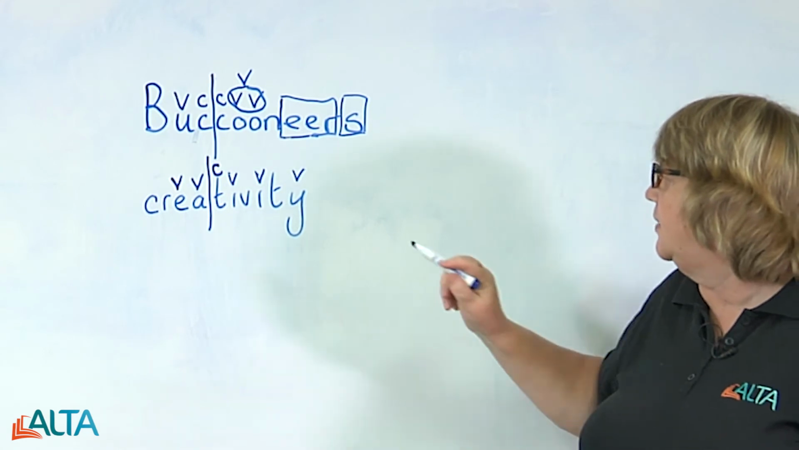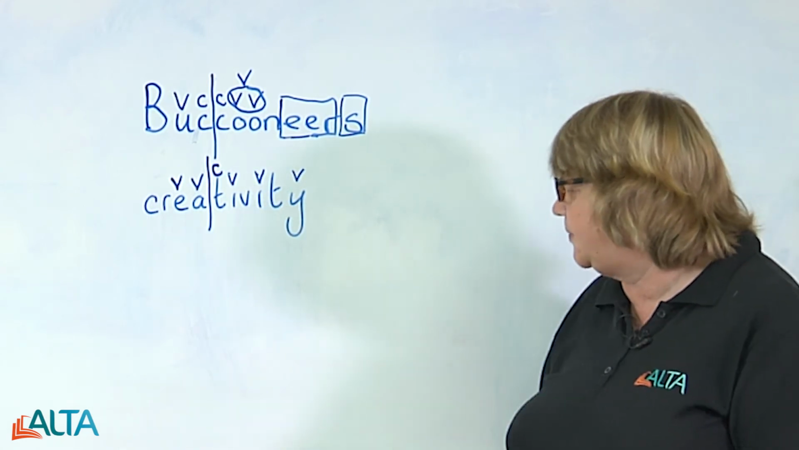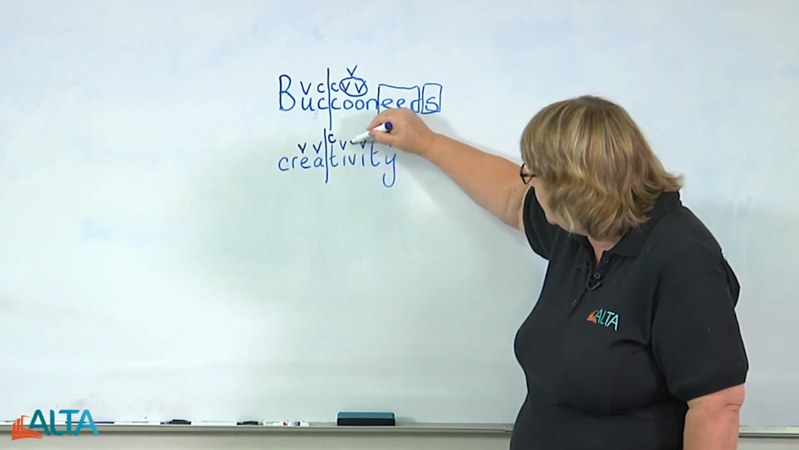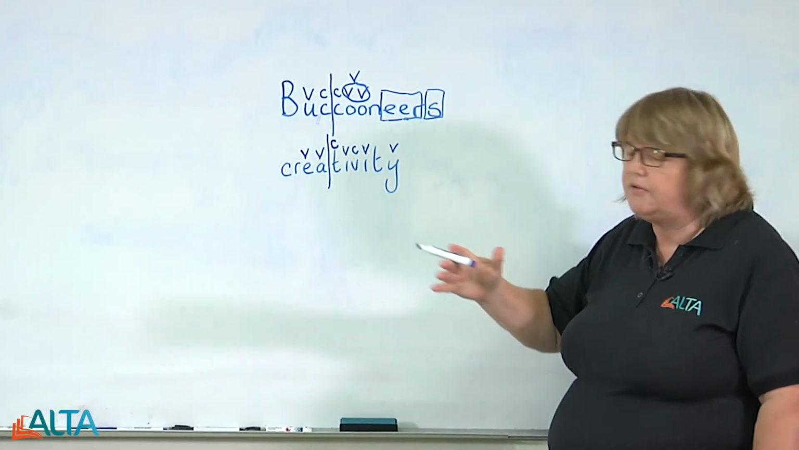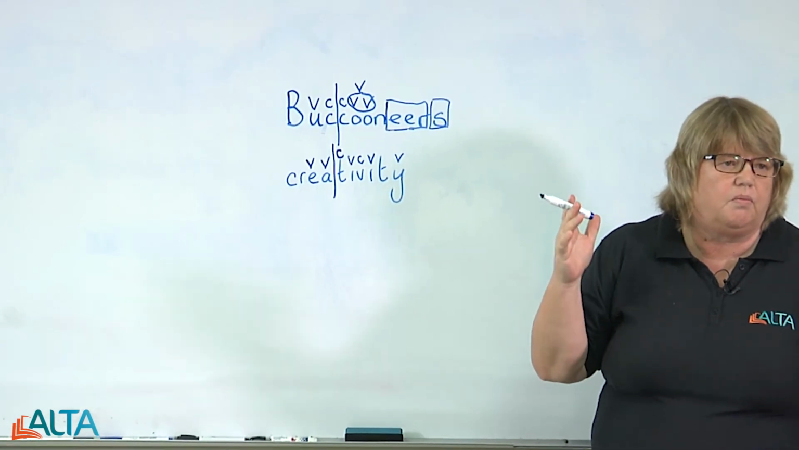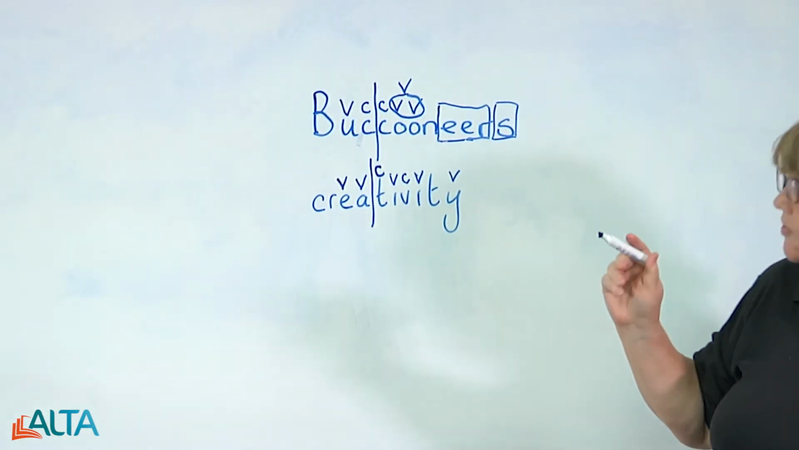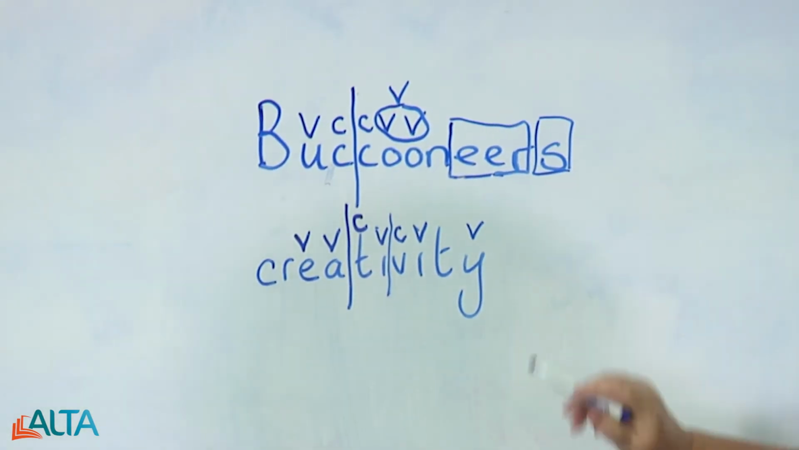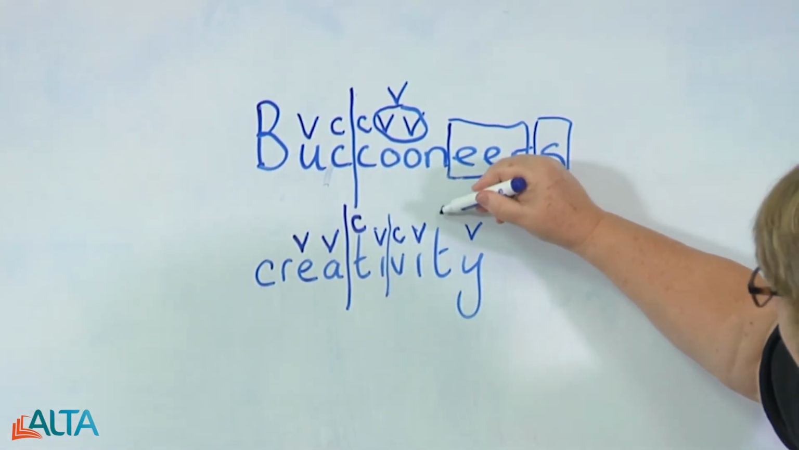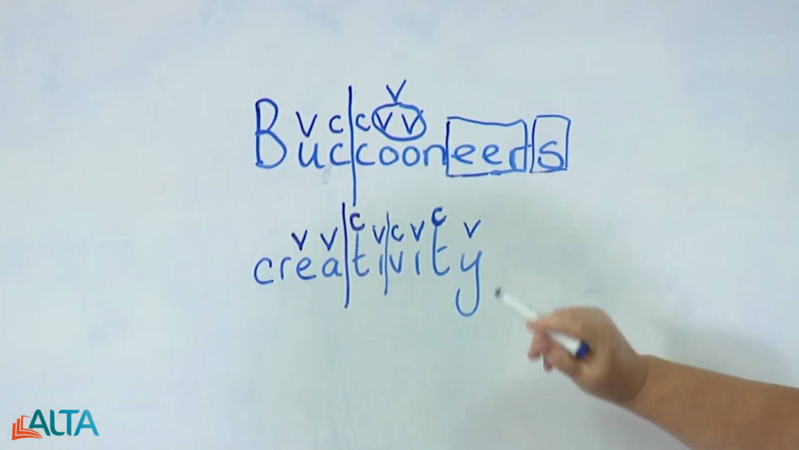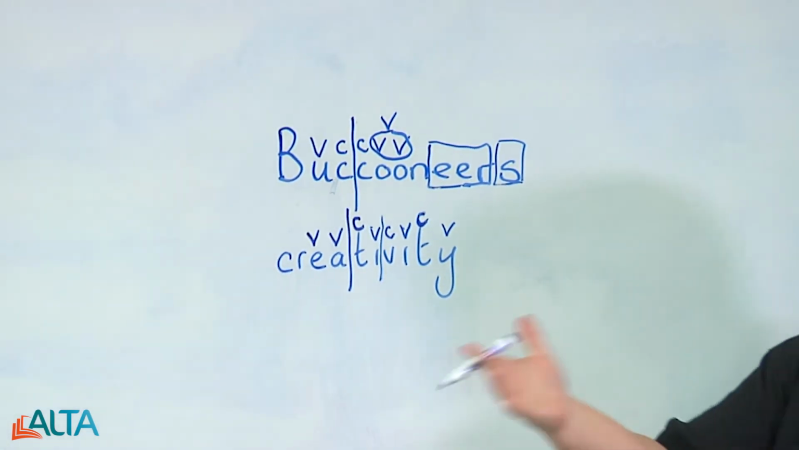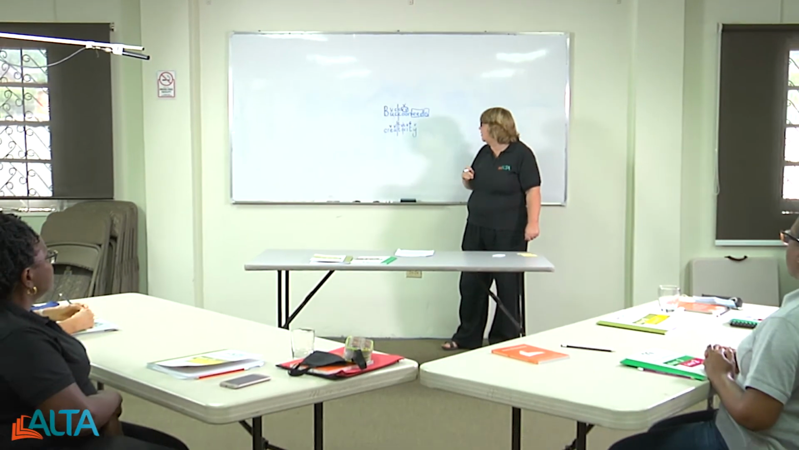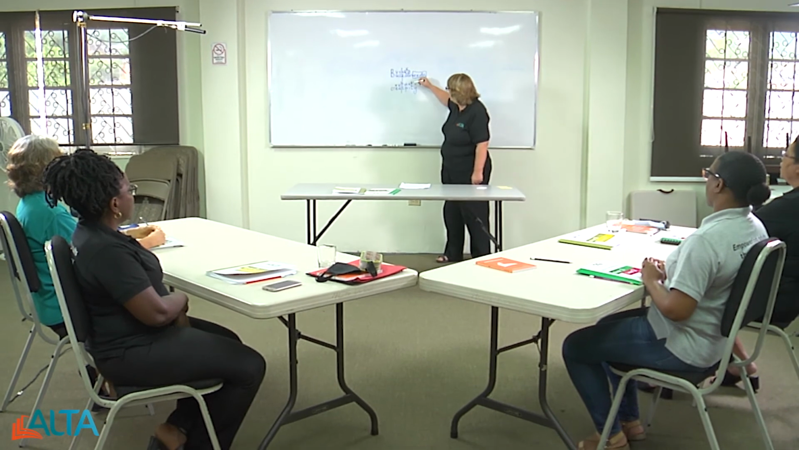Okay? So let's go to the next pair of vowels. And we put a C over the consonant. Let's say the rule together. When one consonant comes between two vowels, we divide before the consonant. Again, we have one consonant. Let's say the rule together one more time. In fact, you could say it on your own this time. Let me hear you. When one consonant comes between two vowels, divide before the consonant.